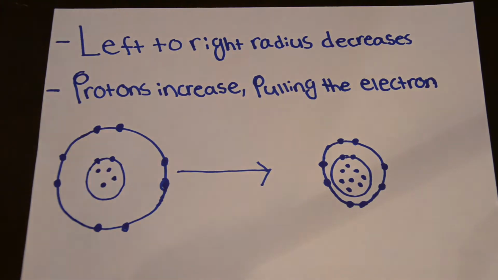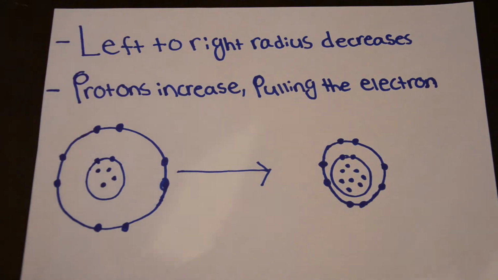When you go left to right on the periodic table, the radius decreases. The reason is that the protons increase and it results in pulling the electrons closer to the nucleus. So as you can see here, there are very few protons, and because of that the force of attraction between the protons and the electrons isn't that strong, so it remains a bigger atom.